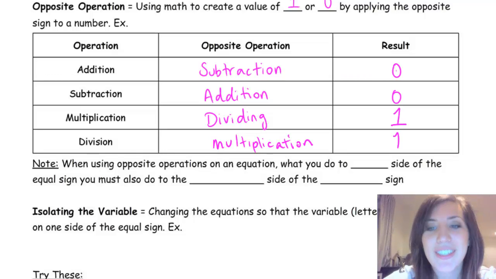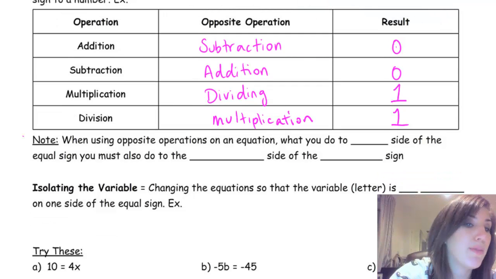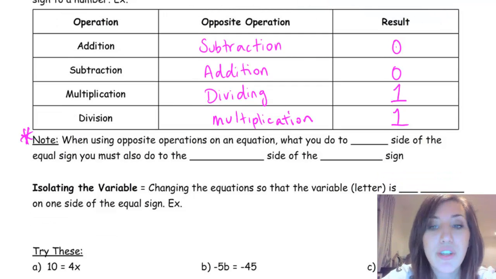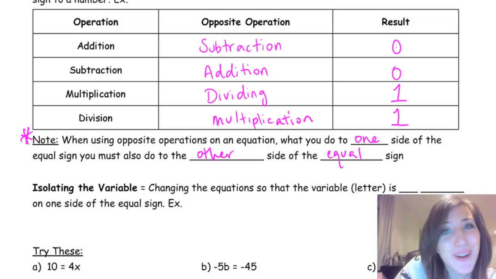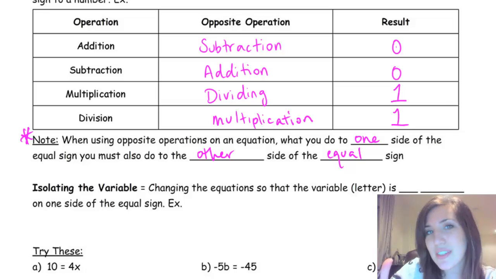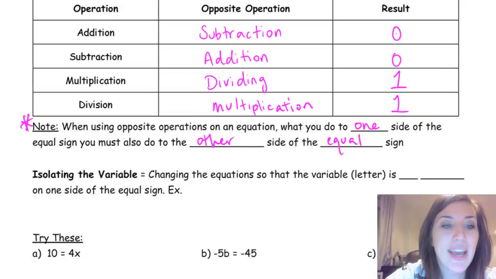And again, the result there is 1. So one big thing to note, you should put a big star by this, because whatever you do to one side of the equation, you must also do to the other side of the equal sign. So again, we really want to be fair to both sides, not doing something to one side but not to the other, because that will not work out in the end.